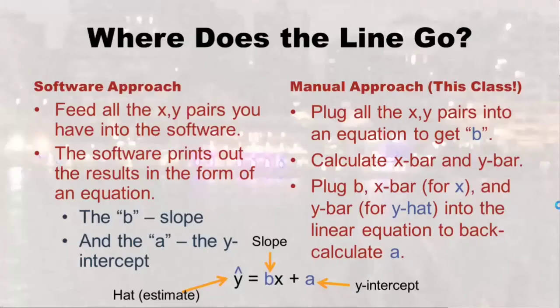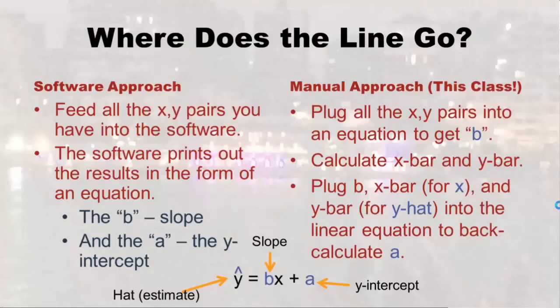But we don't get to use that in our class. In our class, we have to do the manual approach just because it's painful, and I had to do it too, so now I'm making you do it, right? Mean. Okay, what we'll do is plug all the XY pairs into an equation to get this slope, this B. And I promise you, I won't give you a ton of XY pairs, or you'll be there forever.